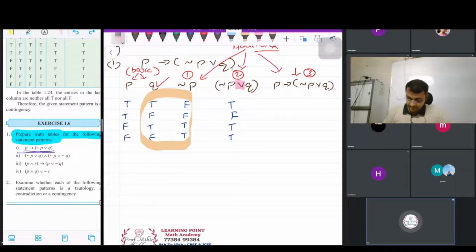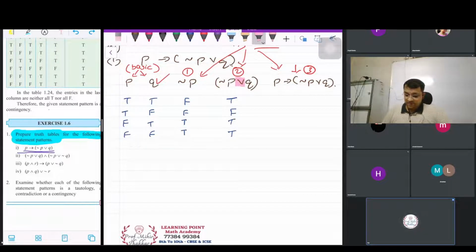I am repeating this once again. Listen carefully. The condition for or is that I have to remember: if both the statements have truth value F, the answer should be F. Otherwise, the truth value should be T. So in this, I can see there is only one row with both F values, and therefore I will consider the truth value in the second position as F, and in the remaining positions I will consider the truth values as T.